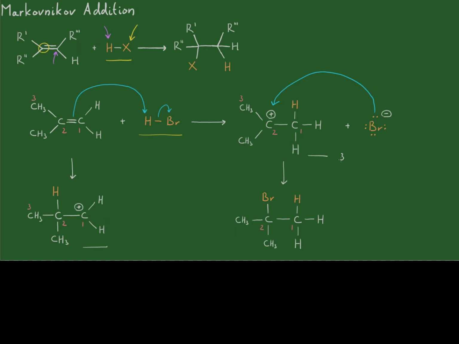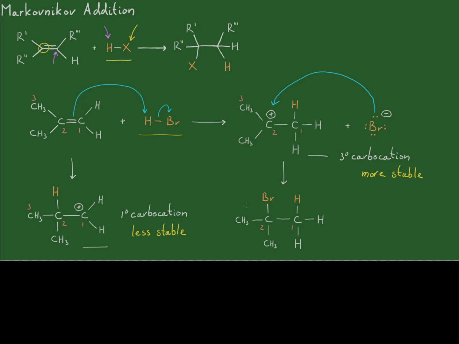Well, the one up here is a tertiary carbocation. So the carbon carrying the positive charge is bonded to 3 other carbons. Down here, this is a primary carbocation. The carbon carrying the positive charge is bonded to another carbon. As it so happens, tertiary carbocations are more stable. Or you could say that the primary carbocation is less stable.